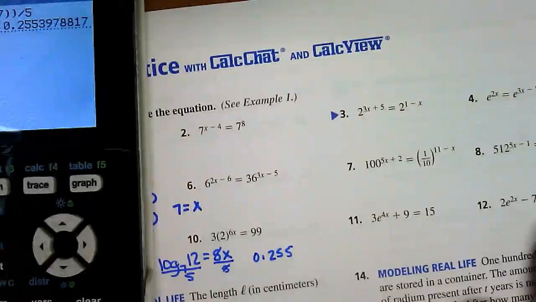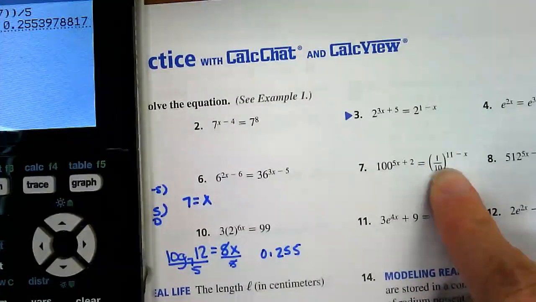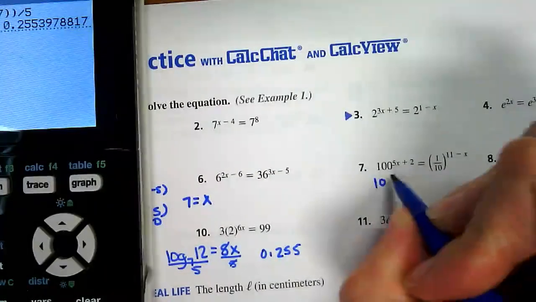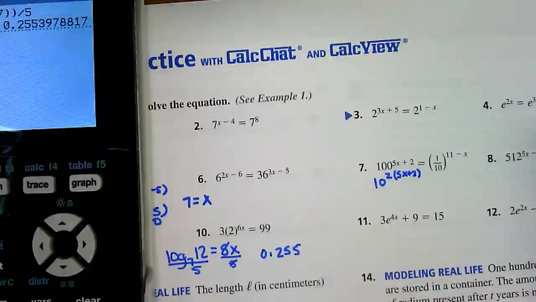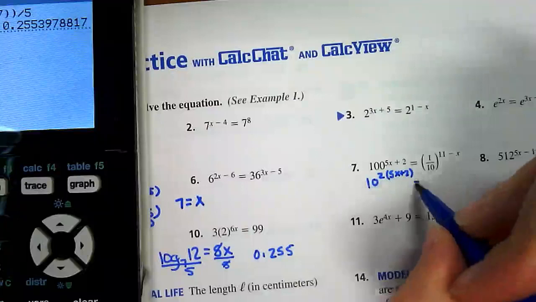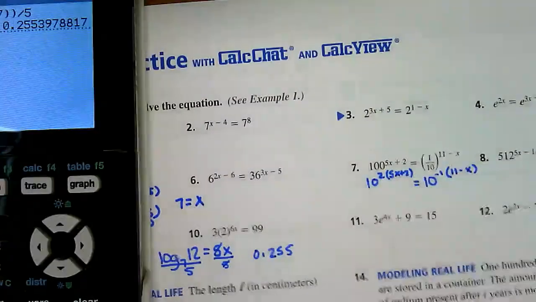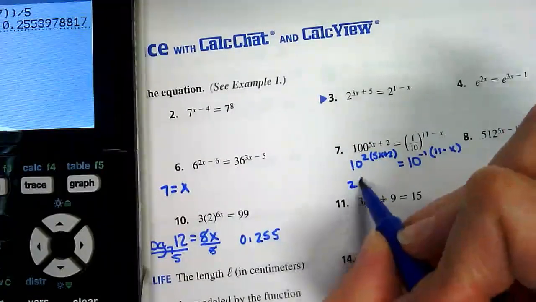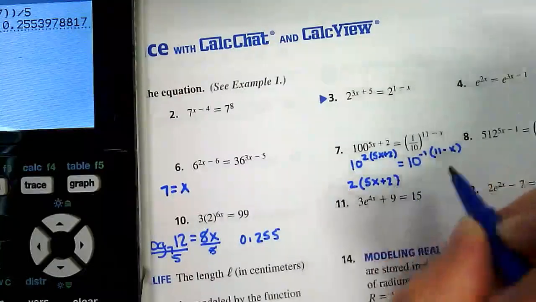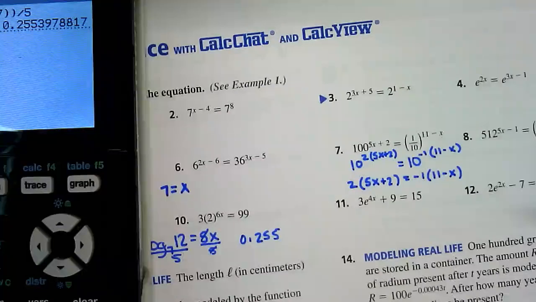Number 7, we have a base of 100 and a base of 1/10. So if I rewrite these as a base 10, 100 is 10 to the second. So then that would get multiplied by the exponent that's already there. And 1/10 is 10 to the negative 1. So that would get multiplied by the exponent that's already there. So over here, since my bases are the same, I'm going to have 2 times 5x plus 2 is equal to negative 1 times 11 minus x.